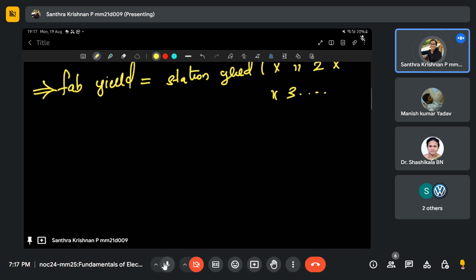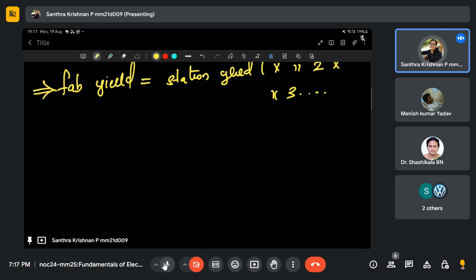So number of steps. As the number of steps increases, what happens? Individual yield should also increase in order to maintain the overall fabrication yield. That is one thing. Then wafer breakage and warping. It is related to the handling of wafers. If there is mishandling, there is a bend in the wafer or there is breakage, it will affect the overall output.